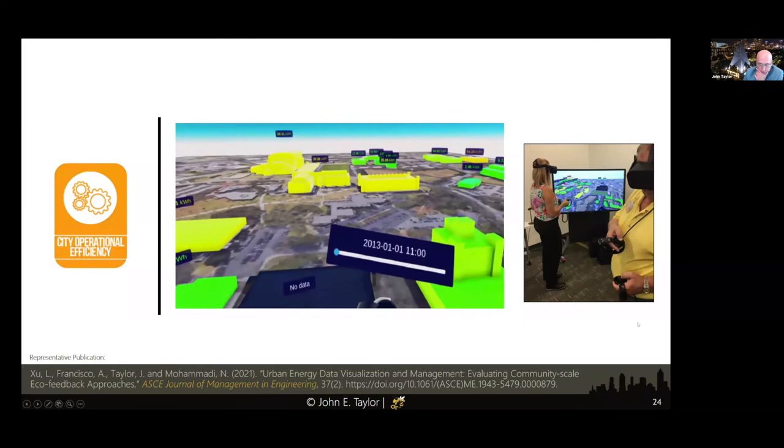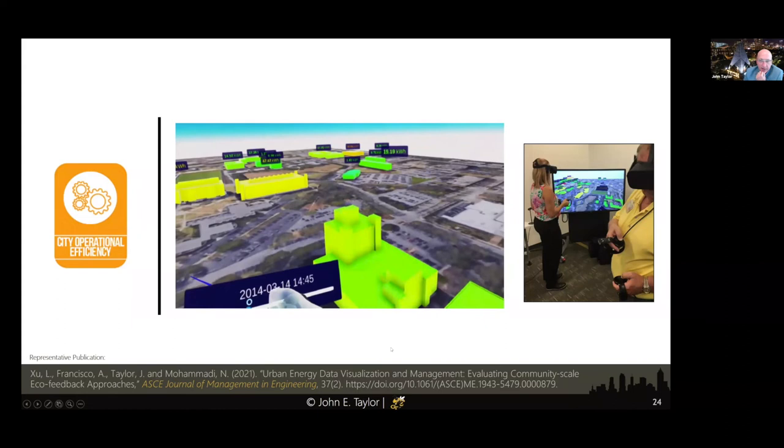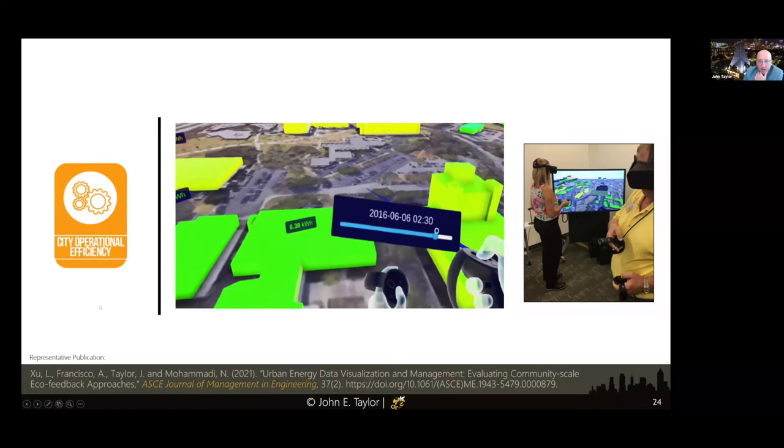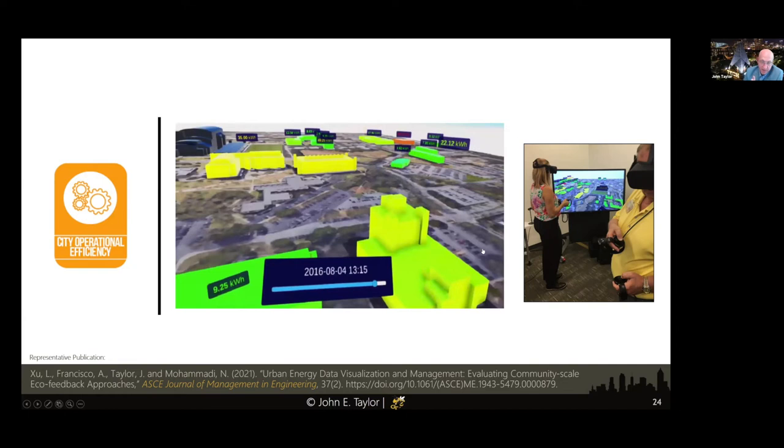Taking that same data on the building energy consumption and doing an example here of city operational efficiency, the facilities management staff can go into the virtual version of, in this case, the campus, or it could be the city, and actually visually compare, just like the example of the Columbia dormitory, but instead of comparing energy use by rooms, here they're comparing entire building energy use for similar buildings. So they can quickly see this red building is using relatively much more energy than it should be compared to the green buildings, let's say. And on the right are our facility data analytics director and one of the facility managers entering that virtual environment.